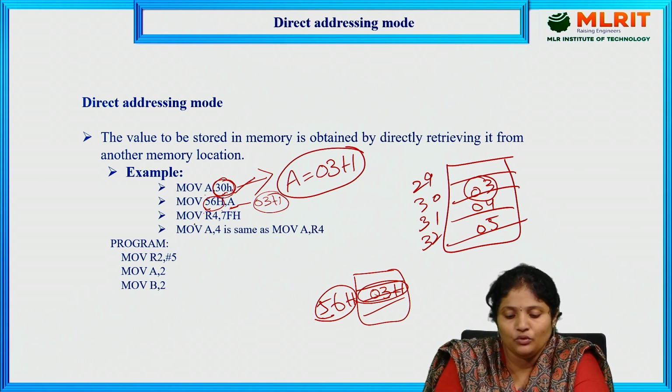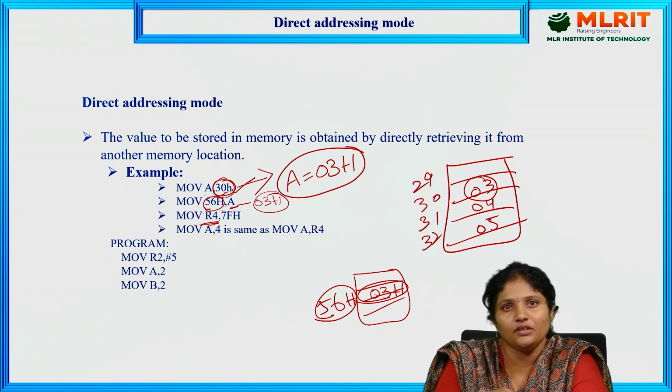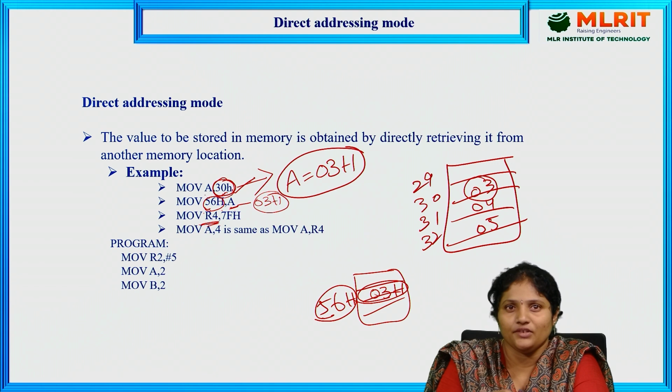Next, coming to move R4 comma 7FH. Yes, R4 registers, you can use R4 registers. R0 to R7 registers along with A and B registers can be used in this direct addressing mode. Coming to the next instruction.